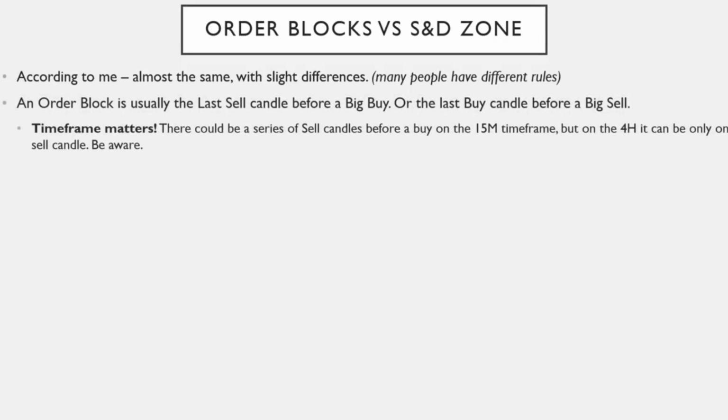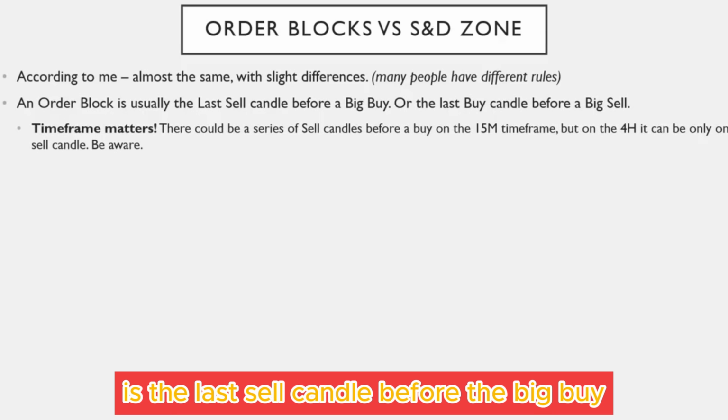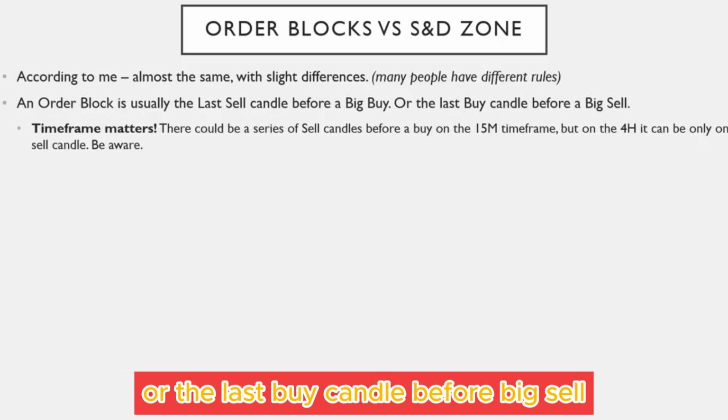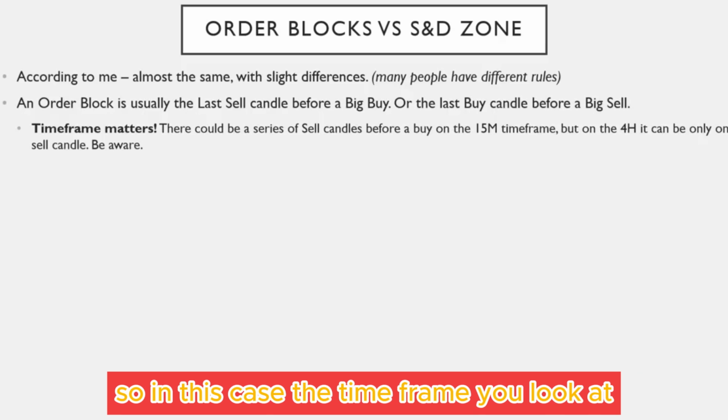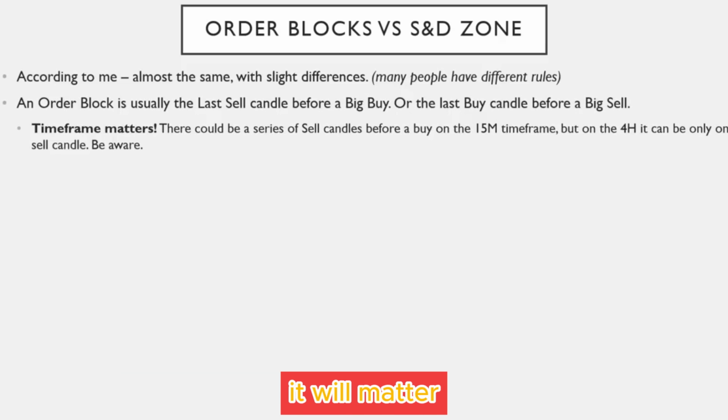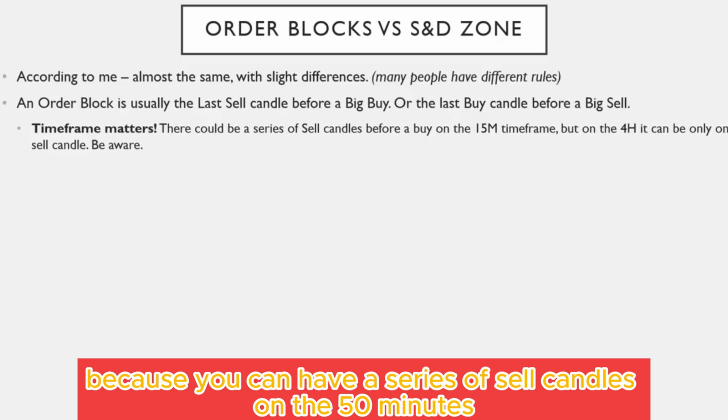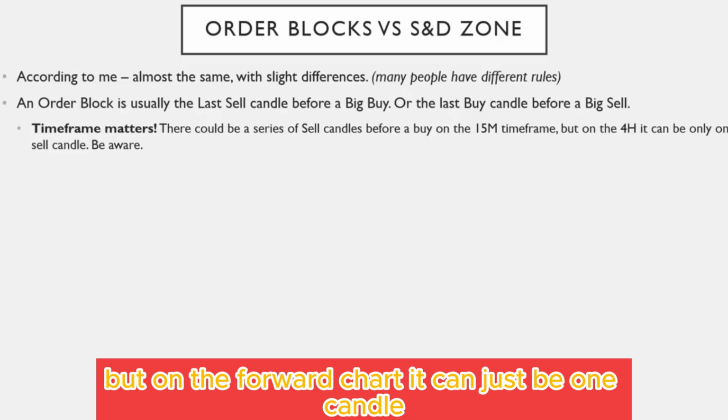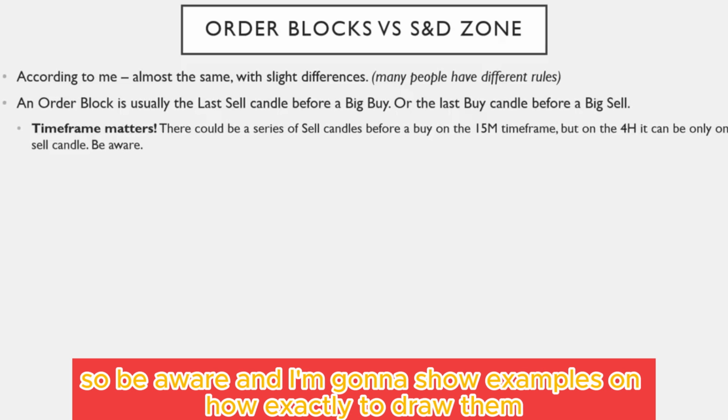Usually, an OB, according to me, is the last sell candle before the big buy, or the last buy candle before a big sell. The time frame you look at will matter, because you can have a series of sell candles on the 50-minute, but on the higher chart it can just be one candle. So be aware, and I'm going to show you examples of how exactly to draw them.